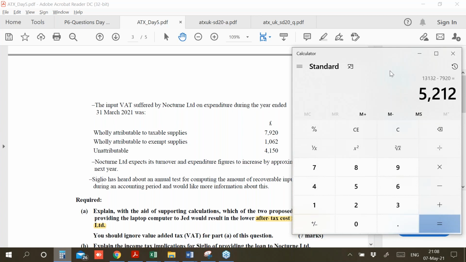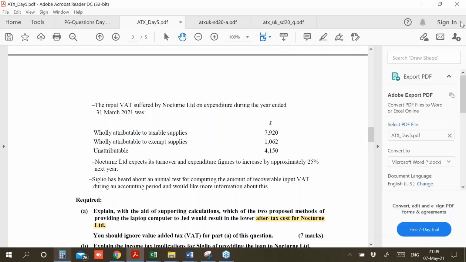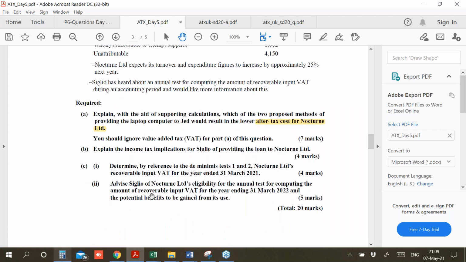So even if the question had asked me to perform all 3 tests, I would not have performed test 3 because test 2 is satisfied. So there is no point in performing test 3. Do remember that as well. Now, with that, we have summed up till here.